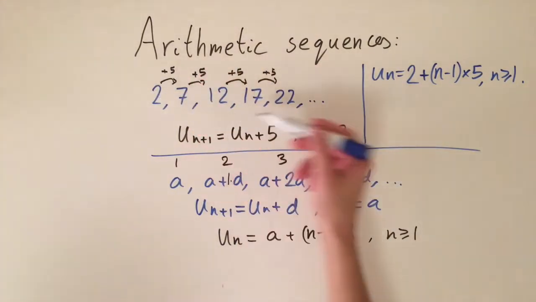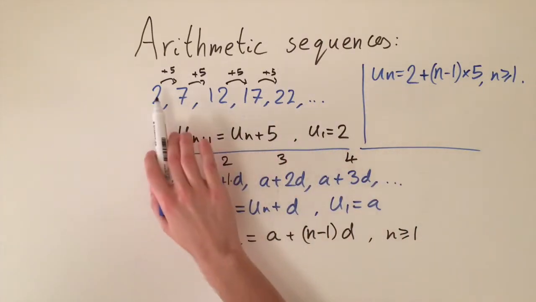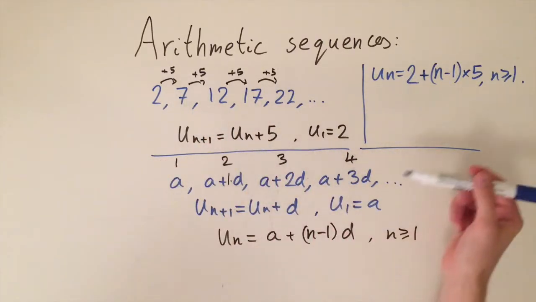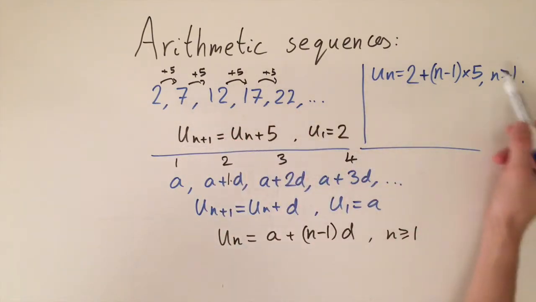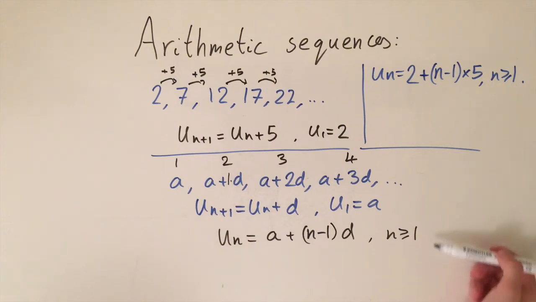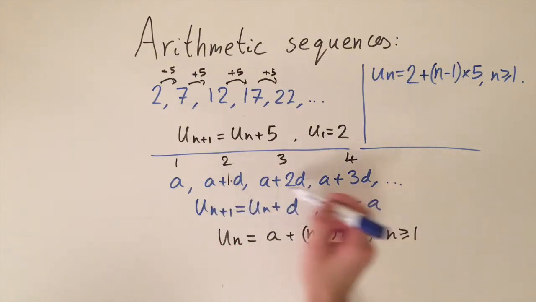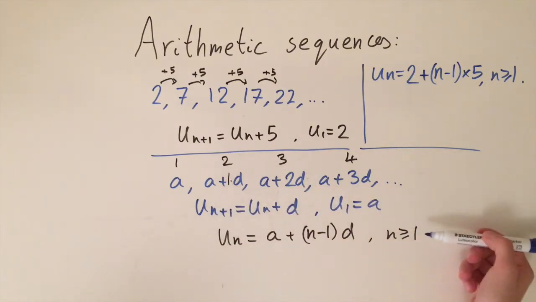So hopefully you should be able to identify what an arithmetic sequence is. We're just adding a constant number between terms, and realize that we can express this using a recurrence relationship and an explicit formula. And down here we've written the general cases for the recurrence relationship and the explicit formula.